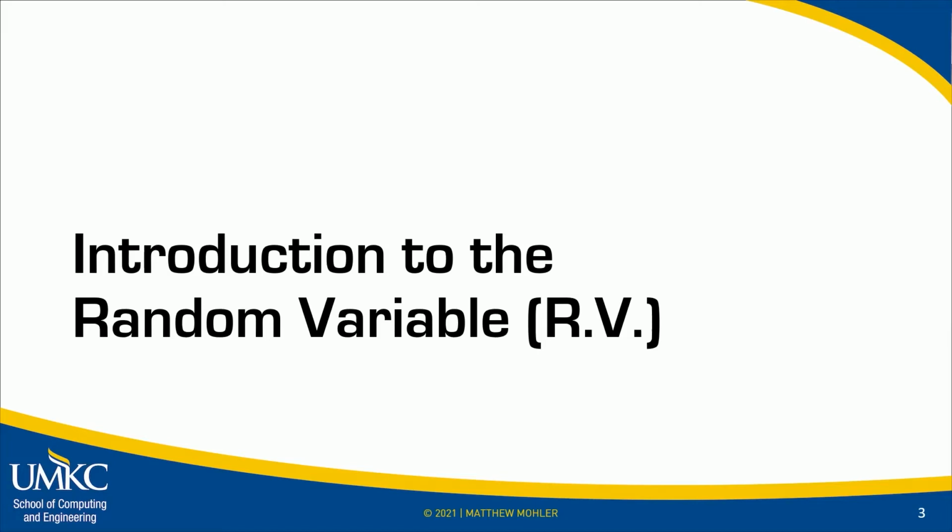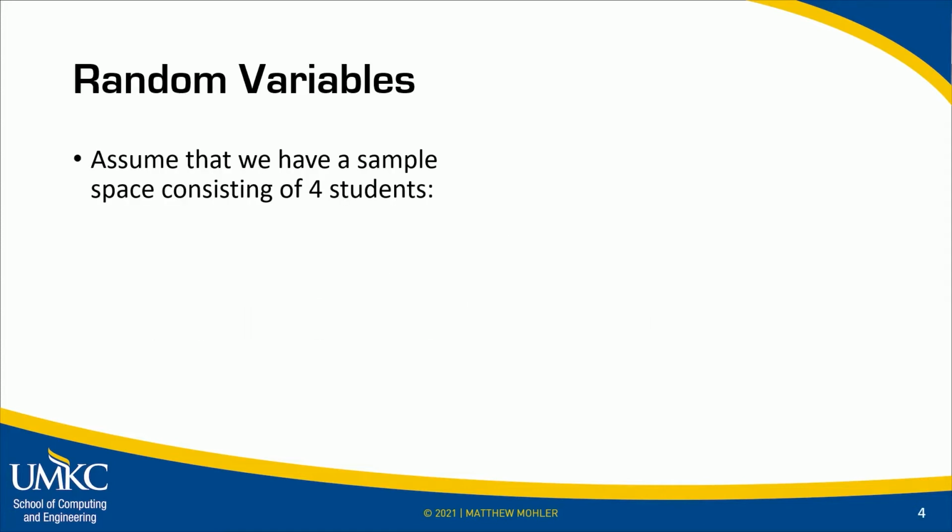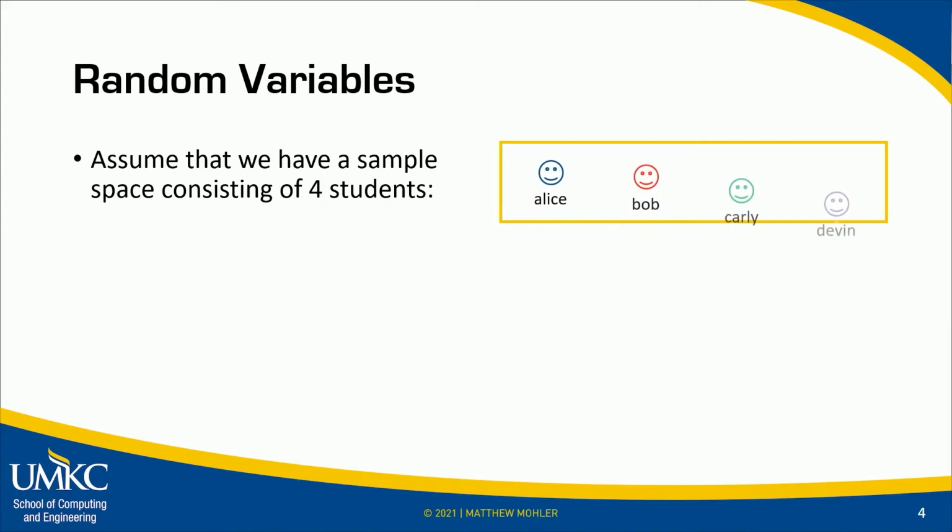So in this section, we'll have a brief introduction to the concept of a random variable. And to do that, we're really just going to dive straight into an example. So let's assume that we have a sample space that consists of 4 students, and we'll call them Alice, Bob, Carly, and Devin. And each of these students has an equal likelihood of selection. We can call these outcomes of our sample space. So each student has a 1 out of 4 likelihood of being selected within this event.